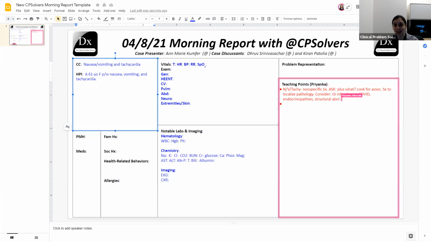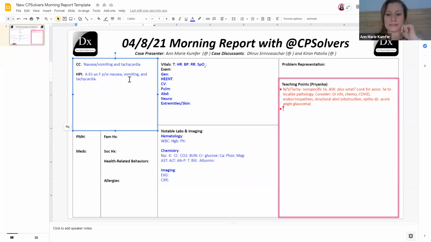And if there are no associated symptoms, no localizing symptoms, then you always want to think about your must-not-miss diagnoses: cardiac ACS, obstruction in the belly of some sort, electrolyte derangement. She's 61, so we don't have to worry about pregnancy, though it's worth asking. And then always running through the medications, asking about toxins as well. So I'm really excited to fill in more information so we can see where it takes us.